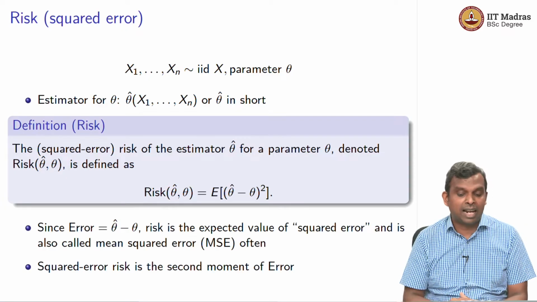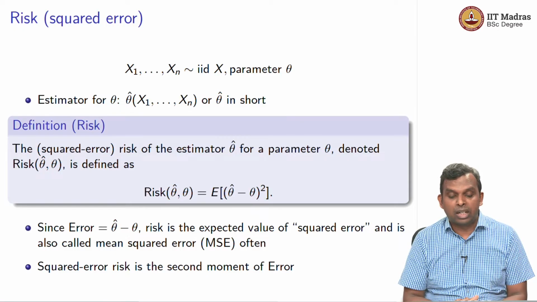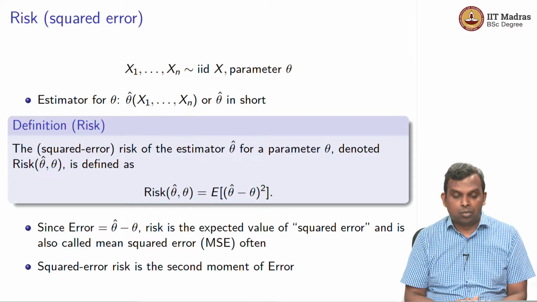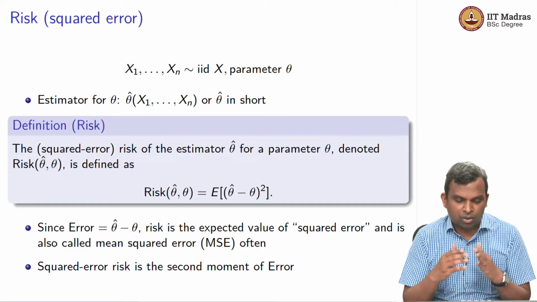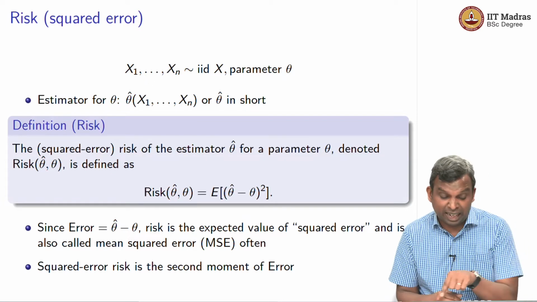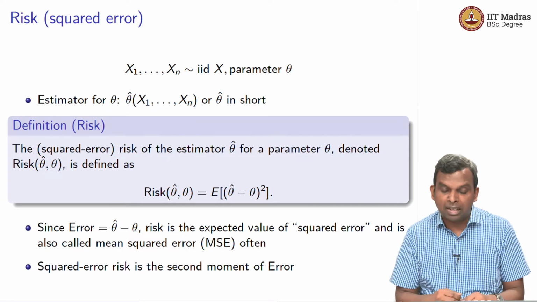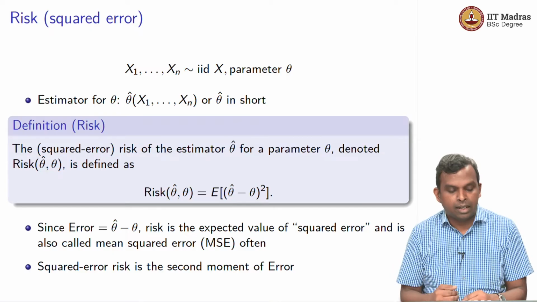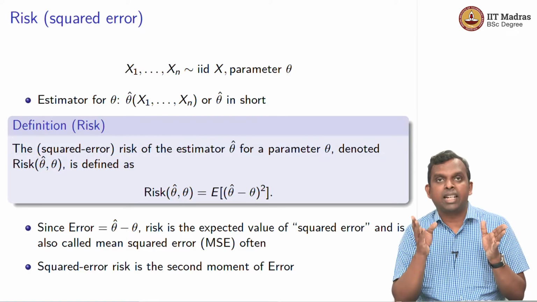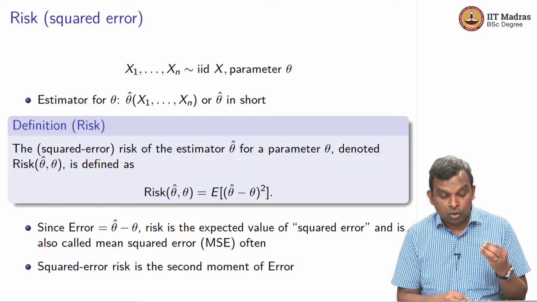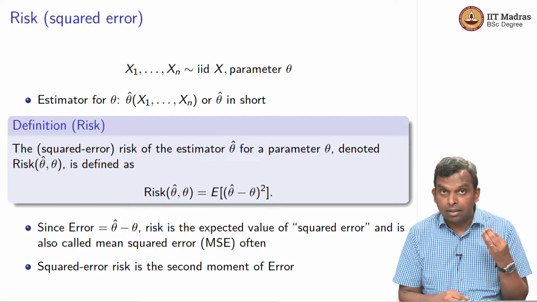Now error is theta hat minus theta. Let me first talk about the second sentence here. Squared error risk is the second moment of error. Error is theta hat minus theta. I'm squaring the error and I'm taking the expected value. So the second moment of error is the squared error risk.